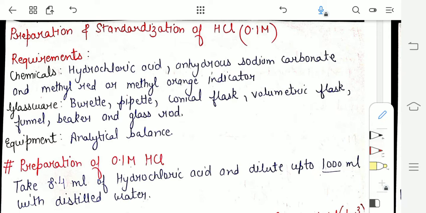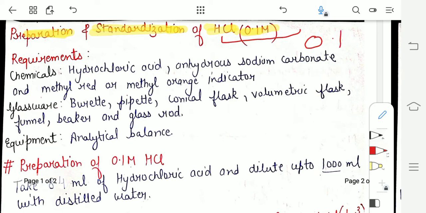So hello everyone, in this video we will talk about the preparation as well as the standardization of HCl of 0.1 molar strength. Before beginning, I would like to tell you that the molar as well as the normal solutions of HCl have the same strength, which means that instead of 0.1 M we can also say 0.1 N, because the molar and normal solutions of HCl have the same strength.